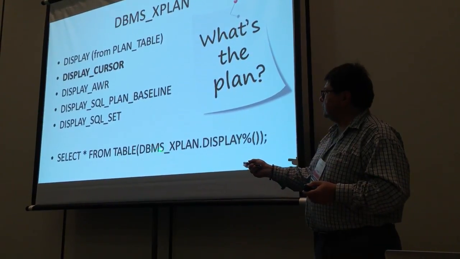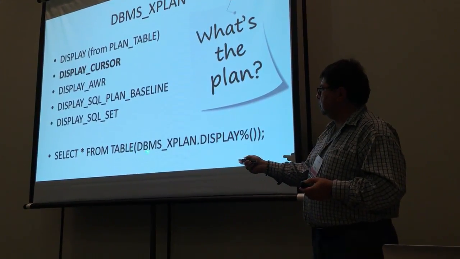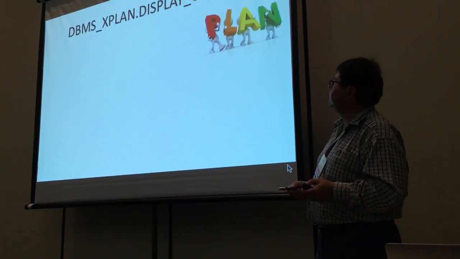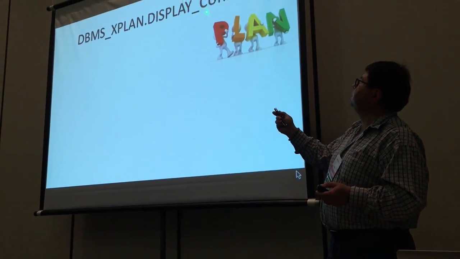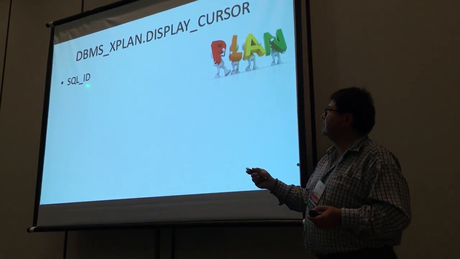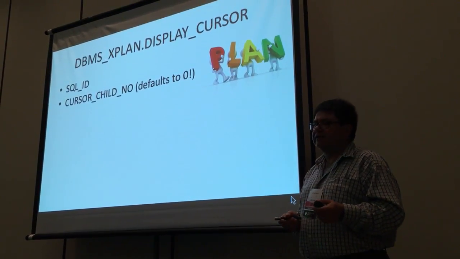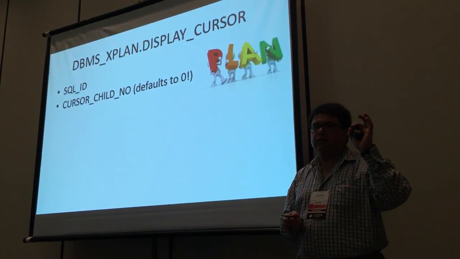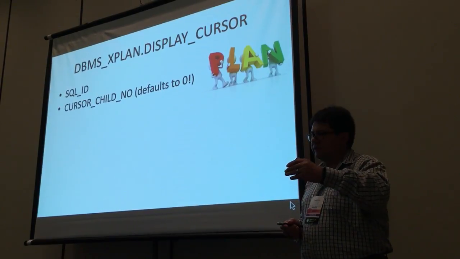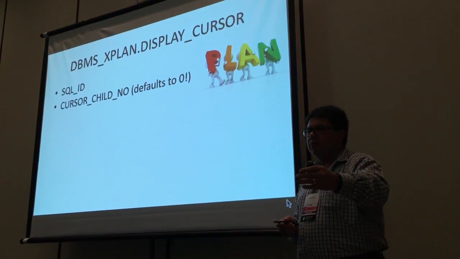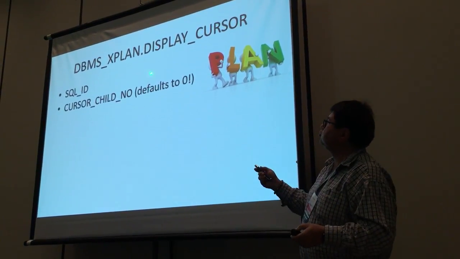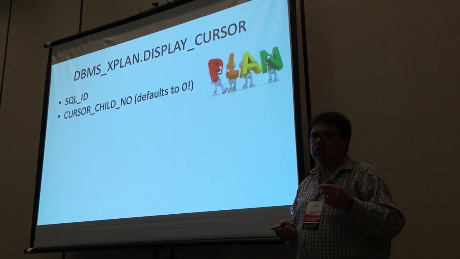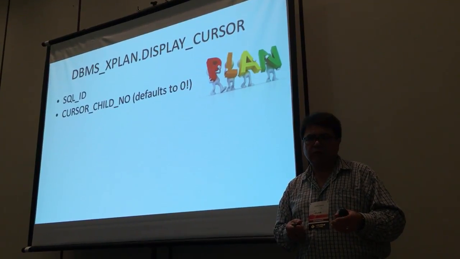And then we can select star from table, passing the name of the API with some values. For display_cursor, we pass the SQL ID and the child number. If you don't pass anything, it defaults to child number 0. And that is tricky, because sometimes you execute the SQL a couple of times, you have more than one child cursor, and you try to display the plan, and you are just stuck displaying 0 because you're not specifying which child cursor.